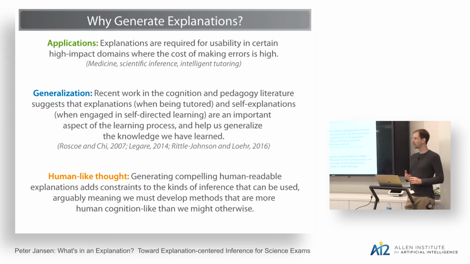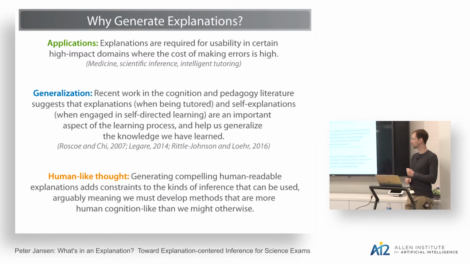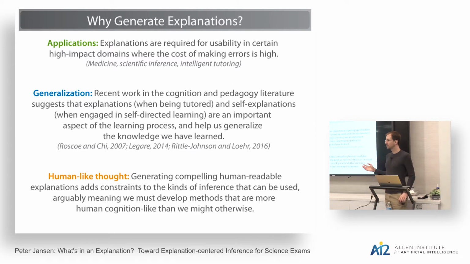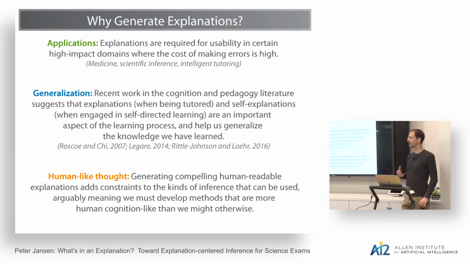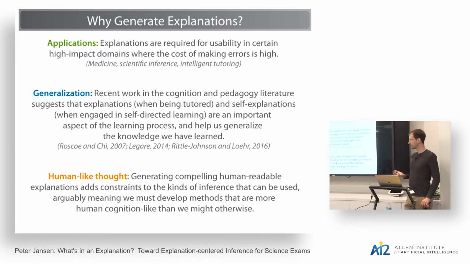If you had an automated system or a doctor tell you that you needed surgery but not tell you why, you're probably not going to believe them and not have a lot of trust in that decision. My background is a mix of cognition and computer science, and I've been moving through a lot of the cognitive literature. And one of the more interesting things to come out of the cognition and pedagogy literature recently is that explanations when students are being tutored, and self-explanations when we're engaged in self-directed learning, appear to have a really important role in the learning process in terms of generalization. Generalization is, of course, something that machine learning models don't do very well. So I have a feeling that explanations might be a pretty big part of this.